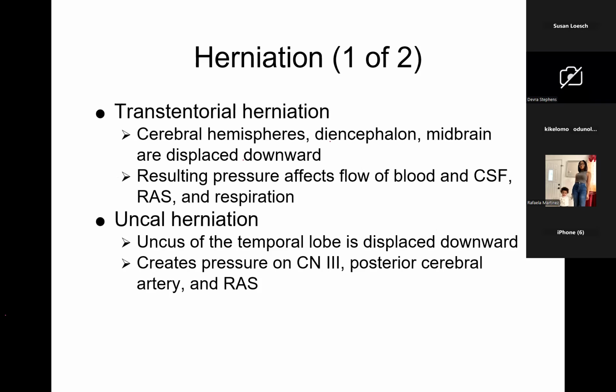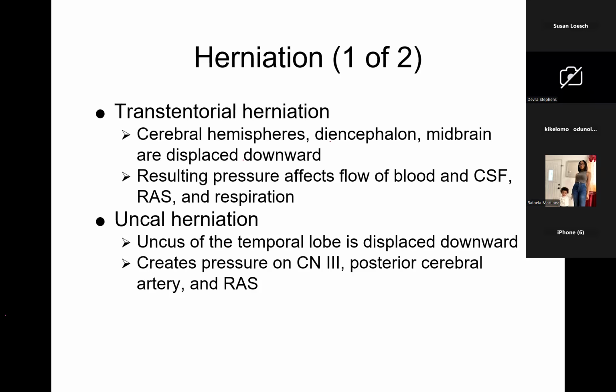So if a mass like a blood clot or a tumor becomes large enough, it can push the brain tissue down and displace it, causing a herniation. There's different types of herniations. We can have a transtentorial herniation, where the cerebral hemispheres, the diencephalon, and the midbrain are pushed downward, and that pressure would affect the blood flow of the brain, the cerebral spinal fluid. It would also put pressure on the reticular activating system and on your respiratory system, because remember, that part of the brain also controls respiration.